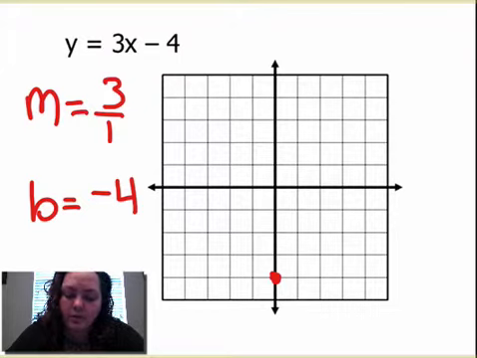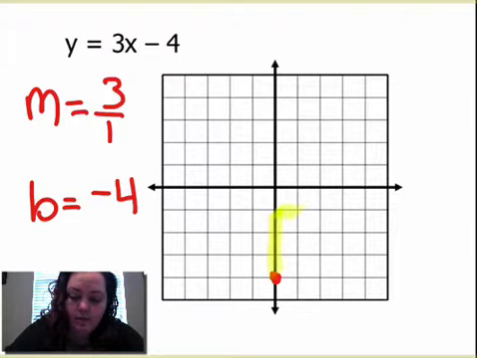Then my slope is 3, so I'm going up 3 over 1. So up 3, 1, 2, 3 over 1. My second dot would be right there. Up 3 over 1, I could do another dot if I want to. And then I have enough that I could draw a line through it.